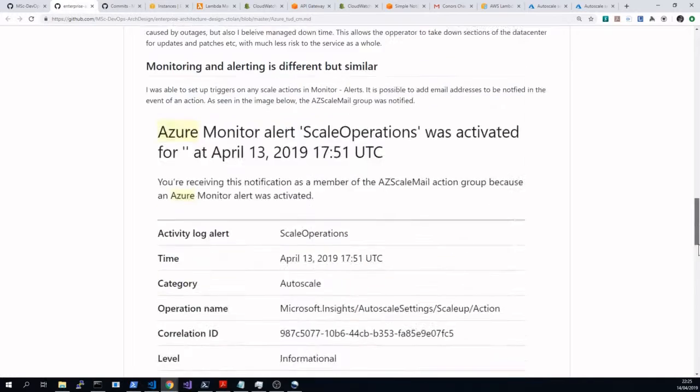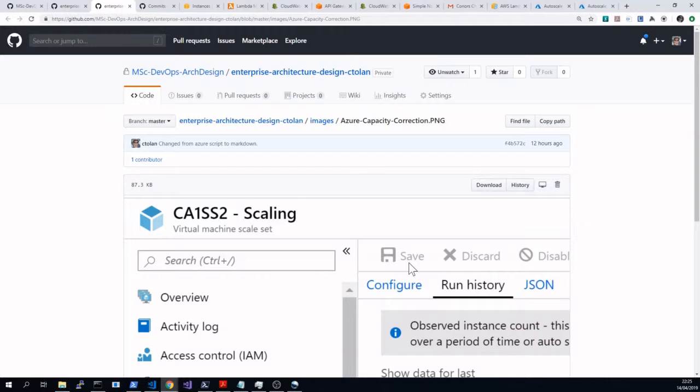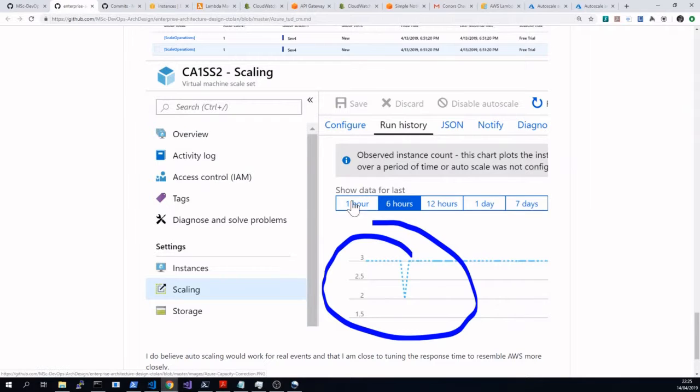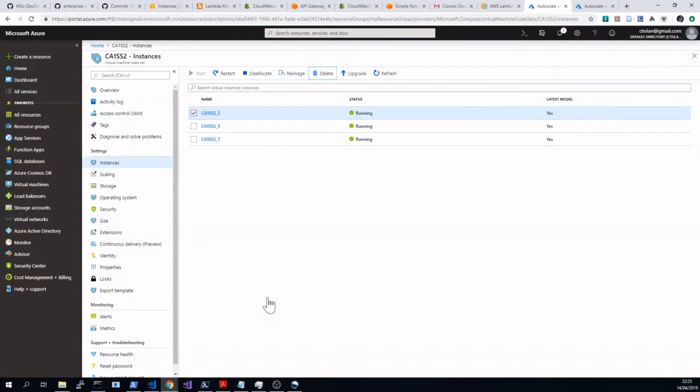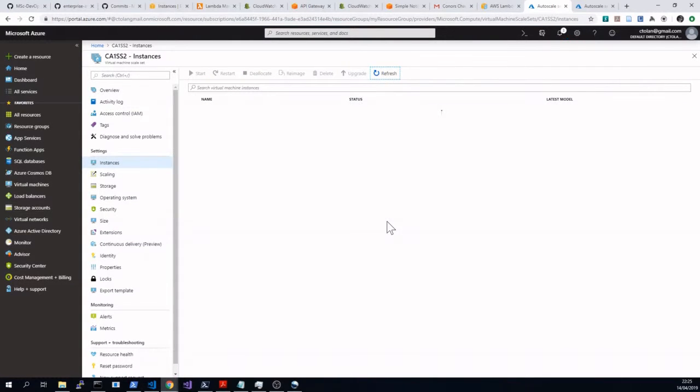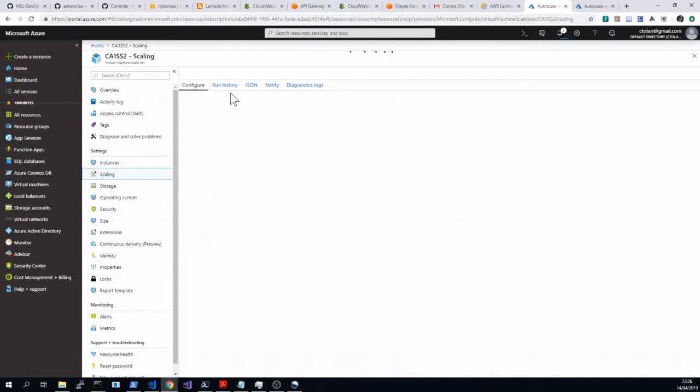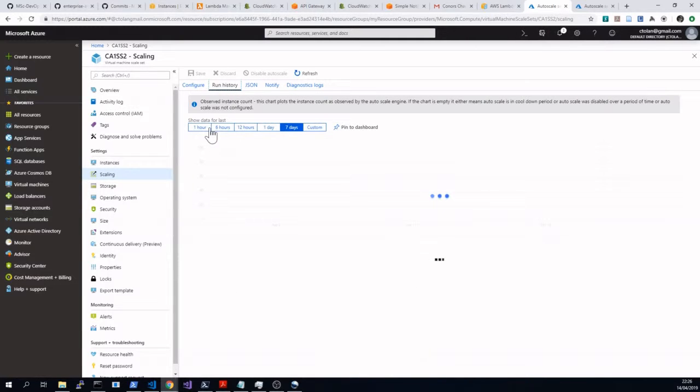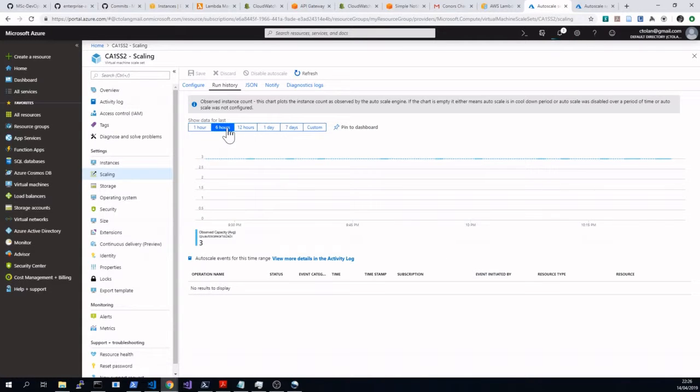Now, where did I have that screenshot? Here, yeah. Let's go back. It did eventually, the observed capacity stayed at 3 even though I'd shut down the instance, and hopefully I can demonstrate that. It should be shutting down or deleting. Yep, it's deleting. If I go into scale, go into run history, this figure of observed capacity stayed at 3.